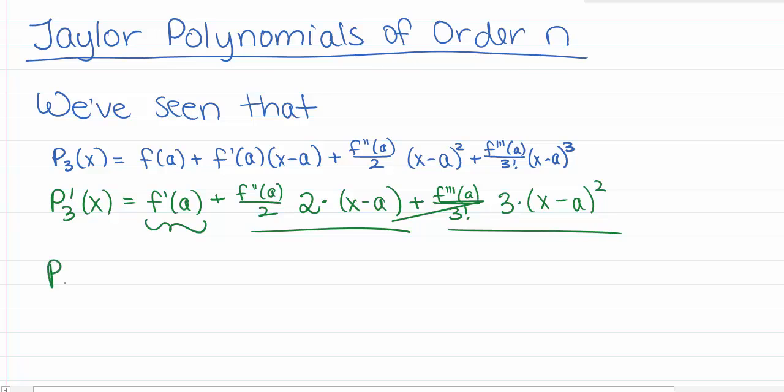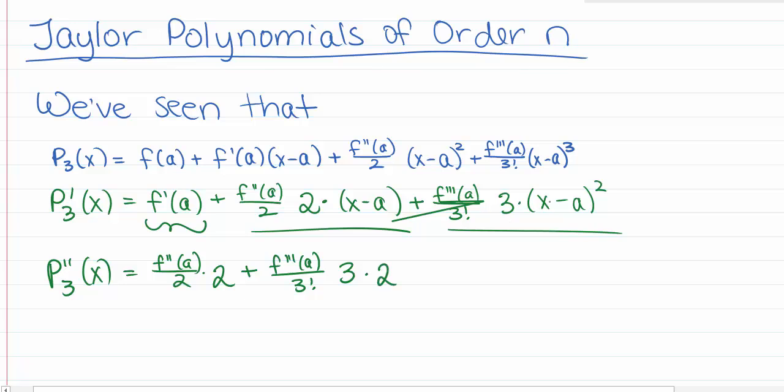Now let's look at the second derivative. The f prime of a disappears. The f double prime of a over 2 times 2 stays, and those 2's are going to cancel. The x minus a, when you take its derivative, it's 1. And let's look carefully at what happens to the f triple prime of a over 3 factorial term. We have the 3 we brought down before, and now we're going to bring down a 2 from taking the derivative of x minus a squared, and we're going to be left with x minus a to the first. Now if we look at P double prime of a, we would be left with just f double prime of a because this last term has an x minus a in it.